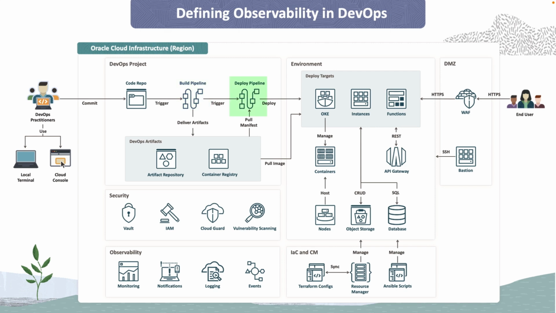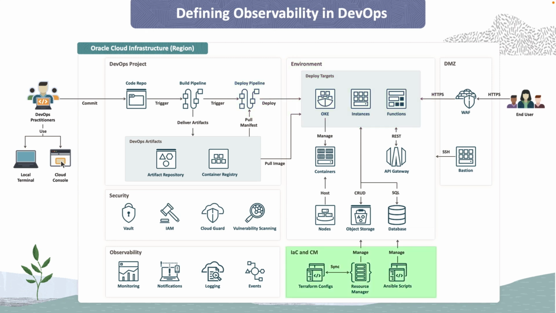And then the deploy pipeline is where the code is deployed into the target environment. If you are deploying a container-based application, it would pull an image stored in the container registry and deploy into the OKE cluster, or you could deploy as a compute instance or as functions, which is the serverless solution of Oracle Cloud Infrastructure. And similarly, there is always a need to monitor if the deployment is successful and get notified if there are any failures.